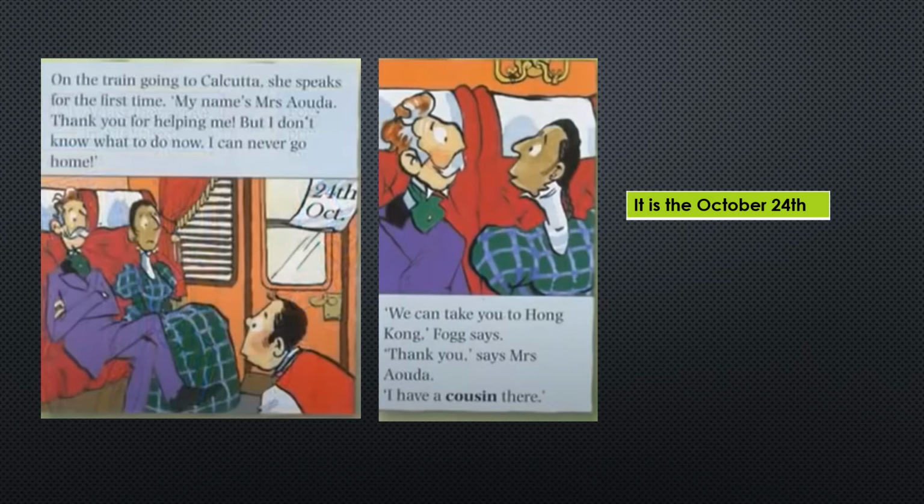Mr. Fogg says, "We can take you to Hong Kong," to which Mrs. Auda says, "Thank you. I have a cousin who lives there and I can stay with my cousin."